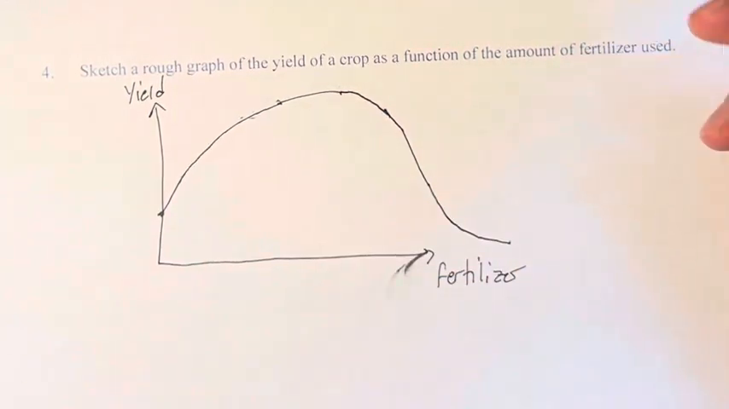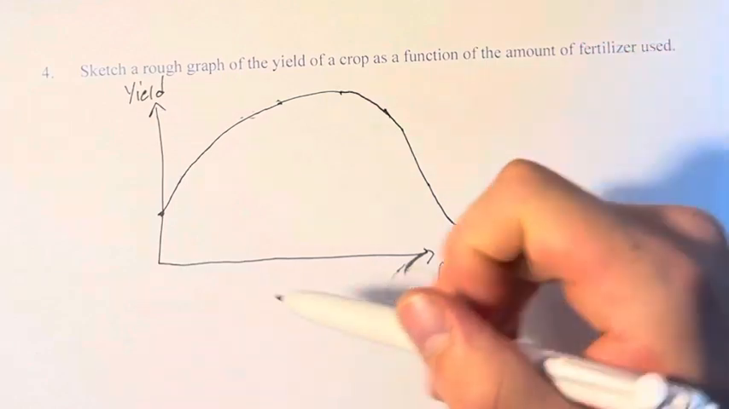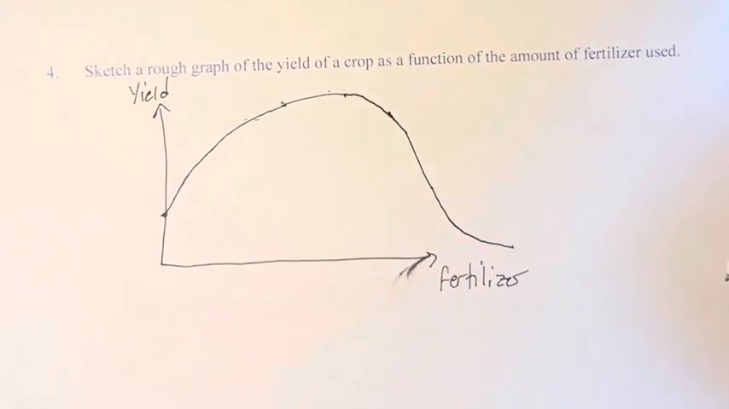So this is just a rough graph. It doesn't have to look exactly like this, but it increases, hits a maximum, and then decreases to 0.